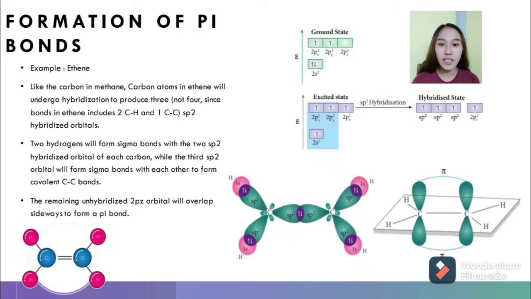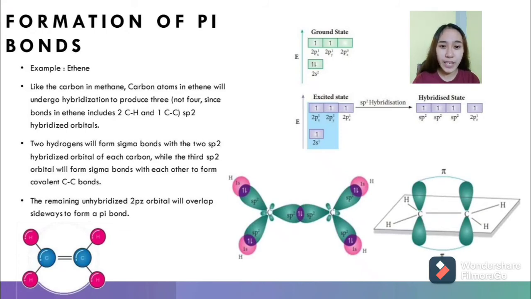These hybridized orbitals will then overlap with the 1s orbital of hydrogen and form a sigma bond, and the other sp2 hybridized orbital of carbon will overlap with one another in order to form the carbon-carbon bond.